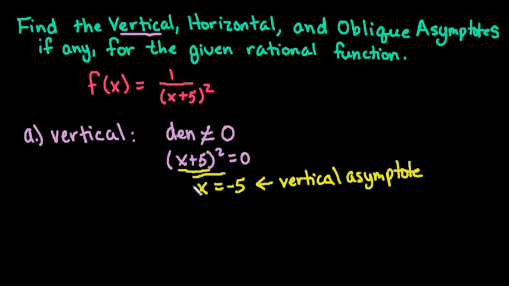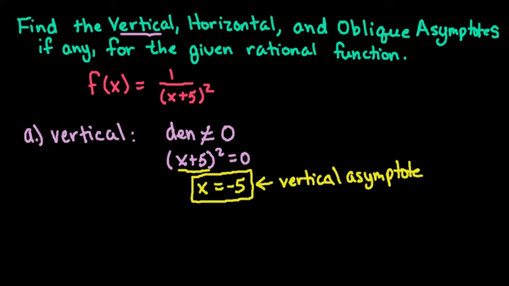Okay, because I cannot simplify the numerator and the denominator, it's a vertical asymptote. If it can be simplified, then that means that there is a hole at that point, because the denominator can never equal 0 in the original function.